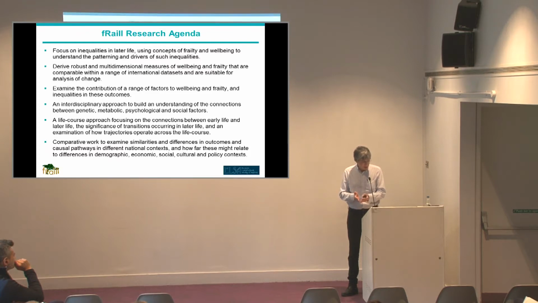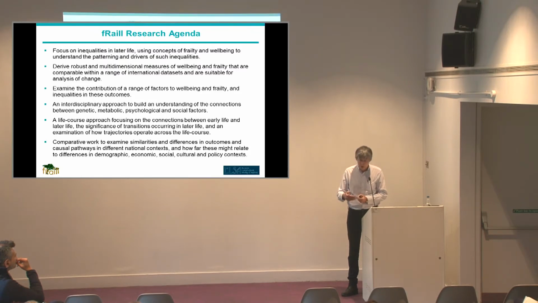It is an interdisciplinary approach, and we go from genetic to metabolic to psychological to social and economic. I haven't put economic on there, but economic as well. It takes a life course approach, thinking about later life, of course, within a life course context, but not just early life, also thinking about transitions in later life, how they might be shaped by early life, but also how they might be shaped by things that happen in later life as well, and trajectories across the life course.